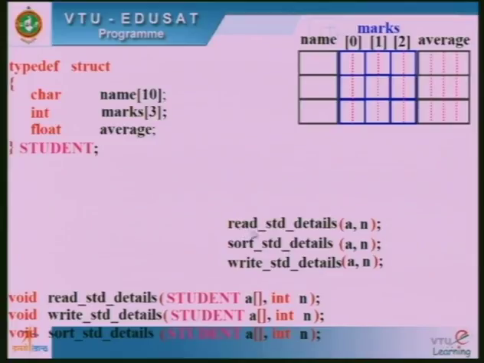Now if I want to read student details, first of all I require the variable n. So here how to read the value for n? N is an integer, so we write ampersand n.